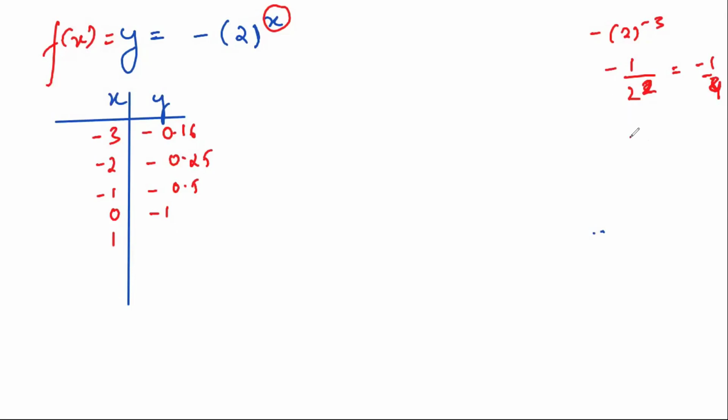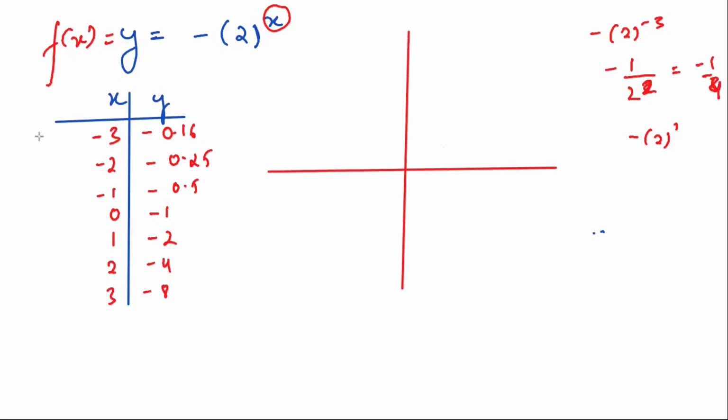Then we have 1. When we put 1, it will be minus 2. Then for 2, it is minus 4, and for 3, it is minus 8. So if you see, we are getting negative values, and my values are always less than 0. It can't be 0 because the output of this exponential function will never be 0. So what we have to do is start from 0, and we know all values are negative, so we have to go towards the down side.